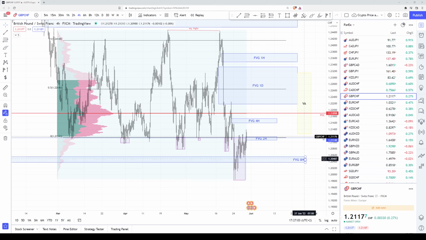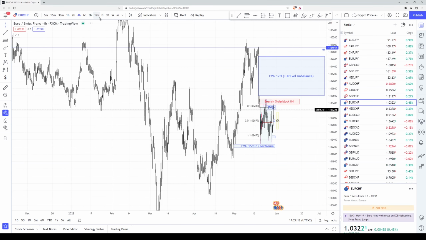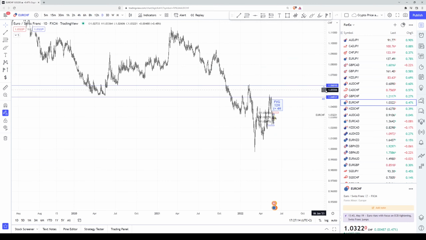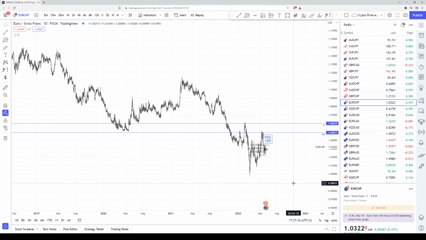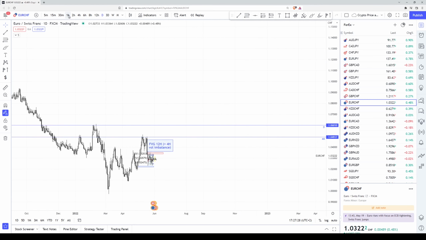The third currency pair that I'll look at is also the last one that's involved with the Swiss franc, and it's the Euro Swiss franc. Similarly to the British one, we see that the Euro Swiss franc is also operating on a downtrend on the higher time frame, and it also started around March of last year until now.